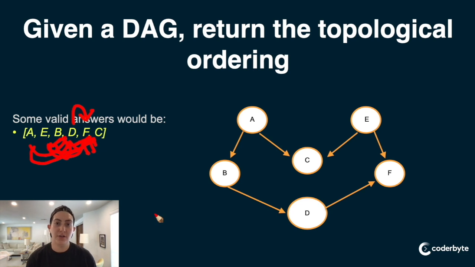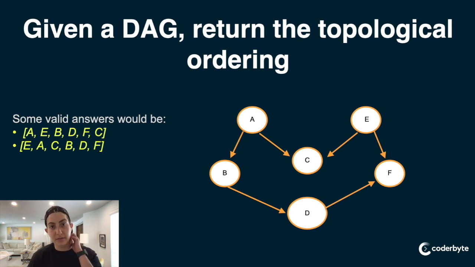All of a node's adjacencies are in front of it somewhere in this ordering, and that's what we call a topological ordering. Obviously, there can be different orderings where that is still true. So this is also a valid ordering for this graph, E, A, C, B, D, F. And go ahead, do that same exercise, draw those arrows, and prove to yourself that all of the nodes that a node is connected to are in front of it in this ordering.